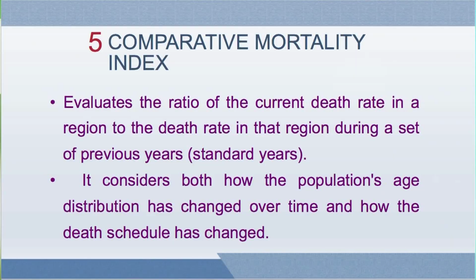Next, we have the comparative mortality index, which is the fifth measure of mortality. It evaluates the ratio of the current death rate in a region to the death rate in that region during a set of previous years or standard years. It considers both how the population's age distribution has changed over time and how the death schedule has changed. The next indicator or measure is the standard mortality ratio.